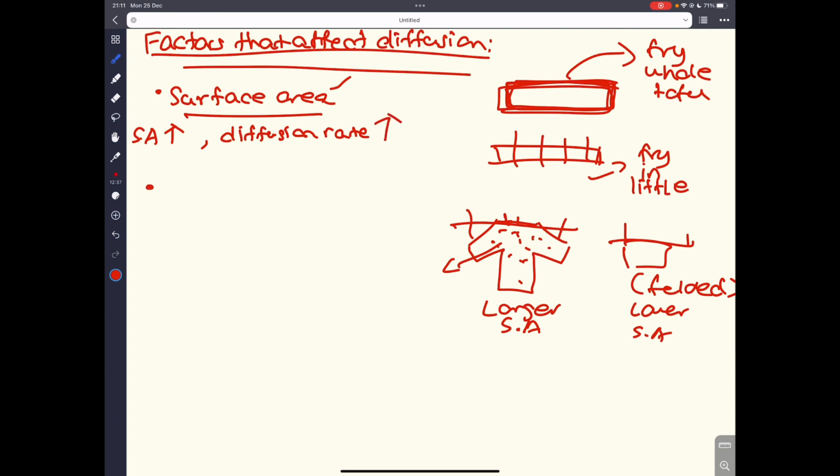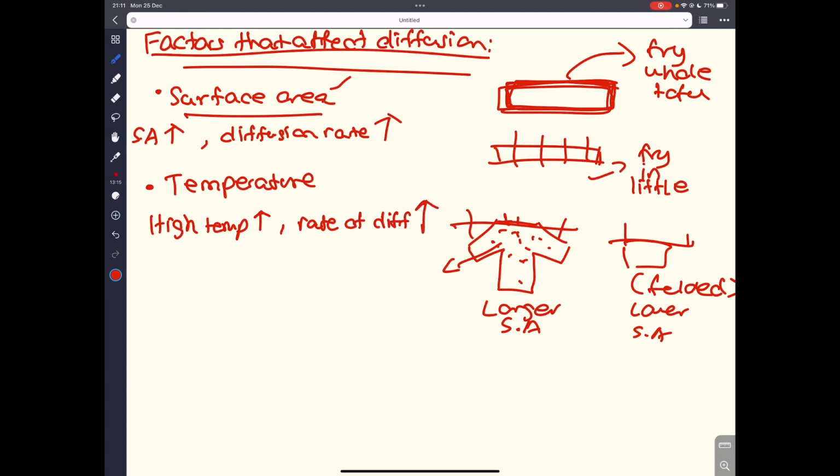Now the second factor which affects diffusion is temperature. Using the same clothes example, if we were to use a higher temperature, the clothes will obviously dry faster. Why do they dry faster? Well, if you give heat, the water molecules vibrate and have more kinetic energy to leave the surface of your clothes, so they dry faster. So if you increase the temperature, the rate of diffusion also increases.